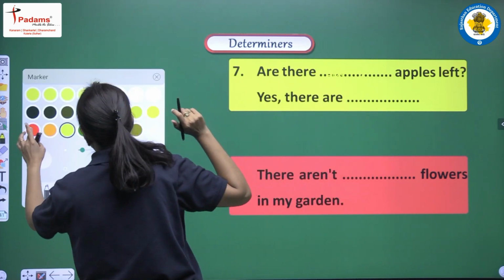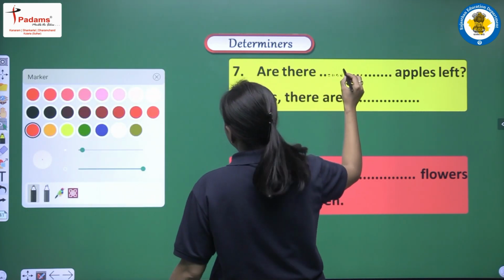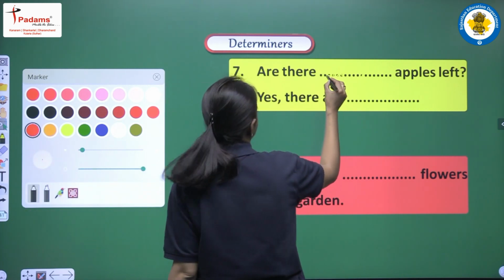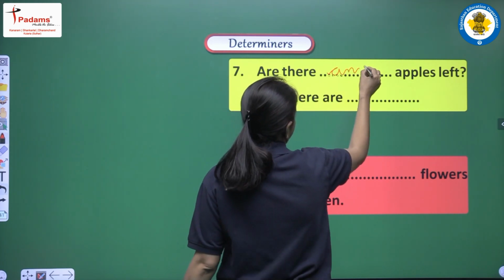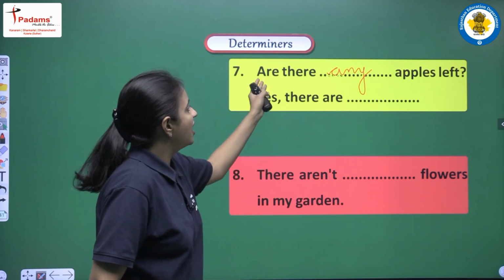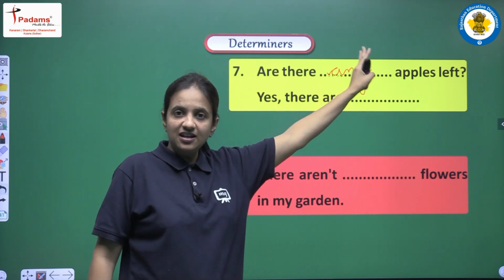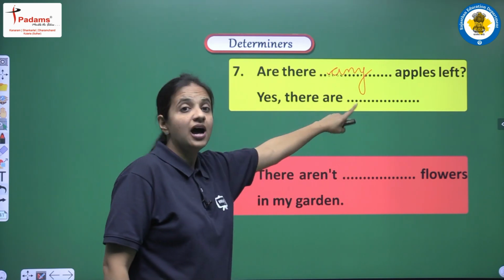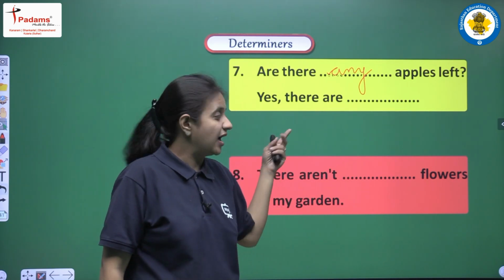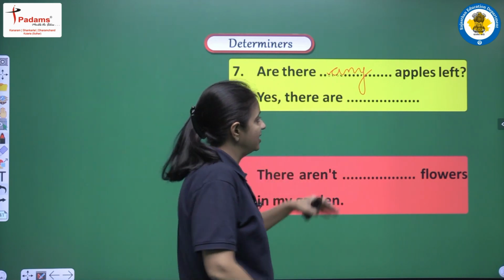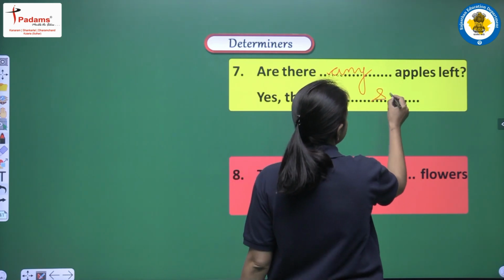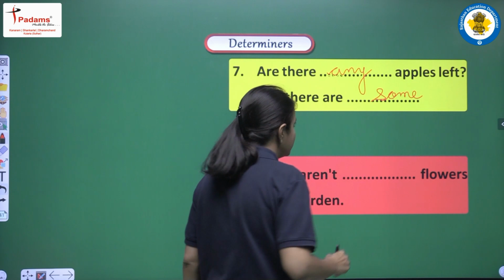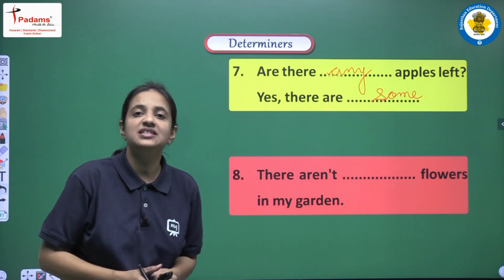Okay, let's change the color. So here first of all we will write any. So the sentence will be, are there any apples left? So this is the question and the answer is yes, there are. So when the answer we are having here, yes, there are. So here we will write some and we are saying that yes, there are some apples left.